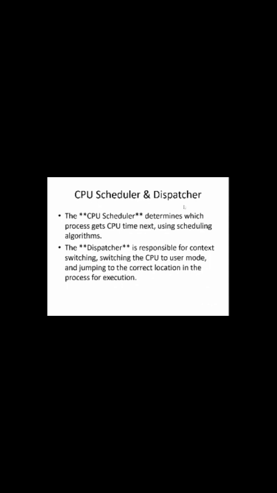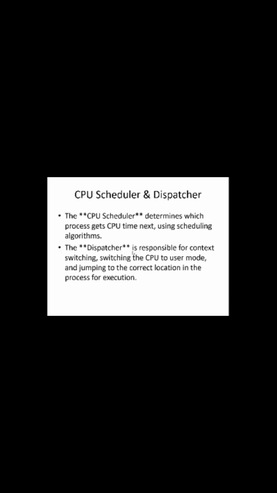Next, CPU scheduler and dispatcher. The CPU scheduler determines which process gets the CPU next using scheduling algorithms. The CPU scheduler decides who gets the CPU time next, and there are many algorithms for CPU scheduling. For example, first come first serve, round robin, then shortest job first, etc. These are the jobs of the CPU scheduler.